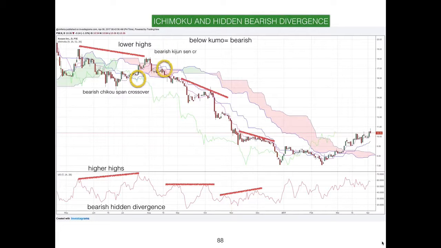So even if you see that prices seem to be reversing, if you see bearish hidden divergences, you know that the downtrend will continue.